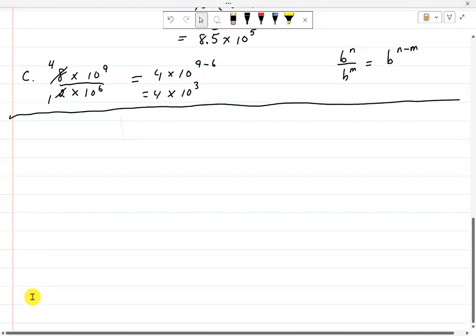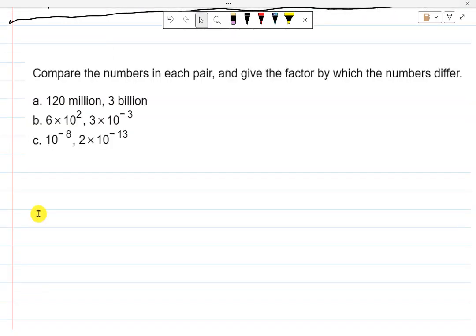So this one, they're trying to see how the numbers are comparing to each other. So for part A, here's what they want. 120 million is less than 3 billion. So they want that statement, but they also want to figure out how many times 3 billion is 120 million.